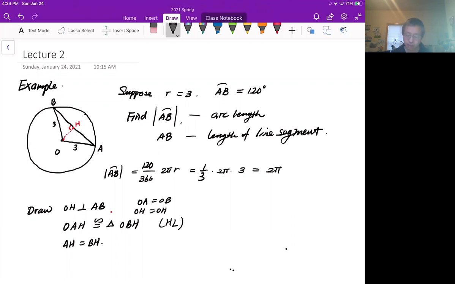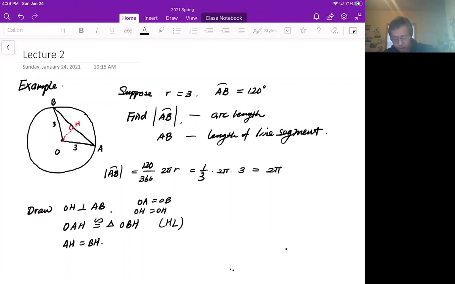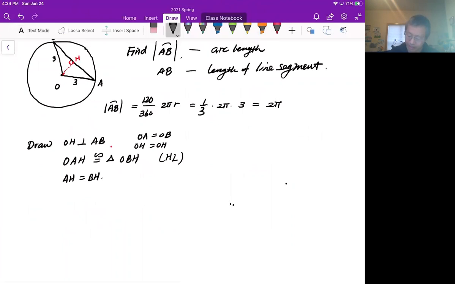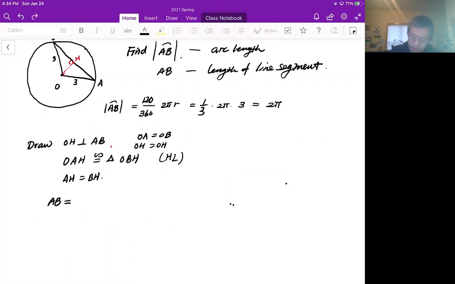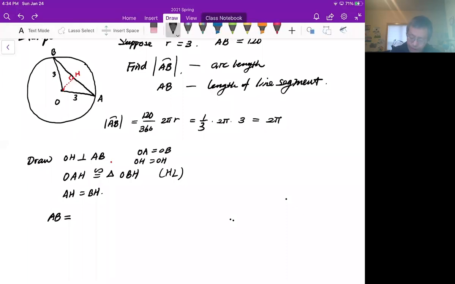Okay, so if I want to figure out AB, AB is just 2 times AH, right? I just need to figure out AH. And that's easy because this is a special right triangle. Why is it a special right triangle?